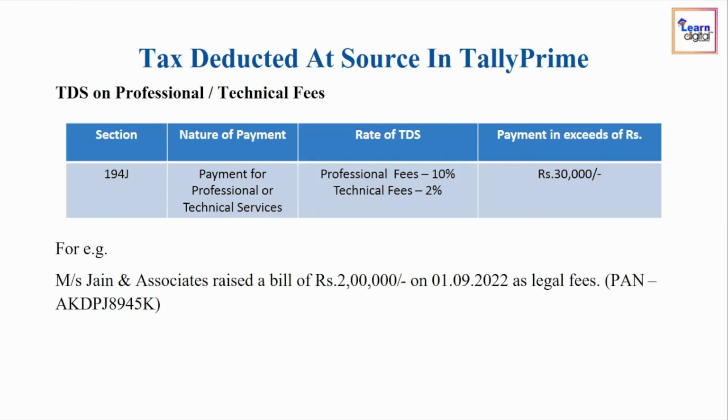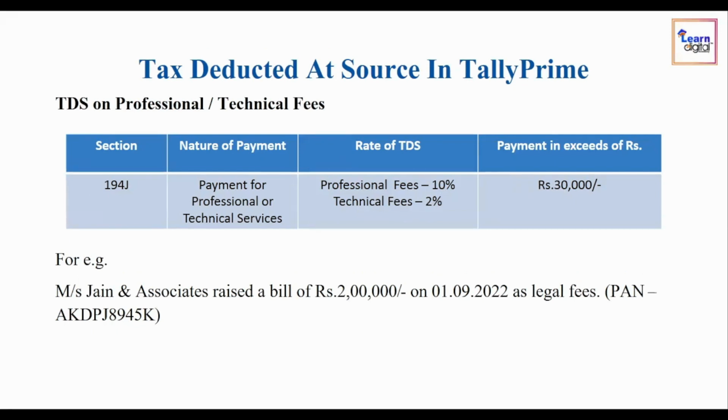Well, the TDS rate for deduction is, if it is a professional fee, we will deduct 10%. And if it is technical fees, if you are paying for technical charges, then 2% will be the TDS rate for deduction. And the minimum amount up to which TDS is not deducted is 30,000. If the amount of the bill crosses the limit of 30,000, then TDS will be deducted. So this is what section 194J is.